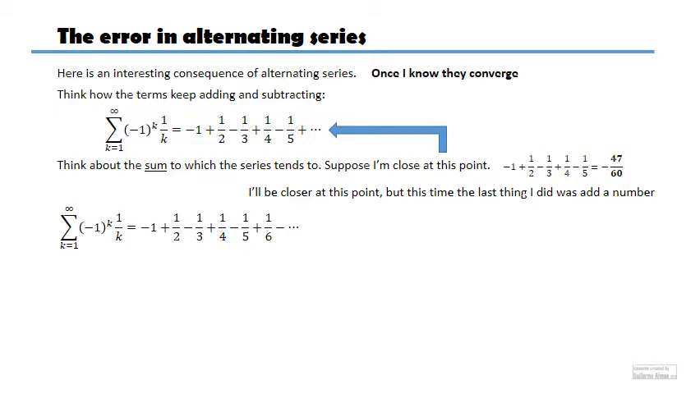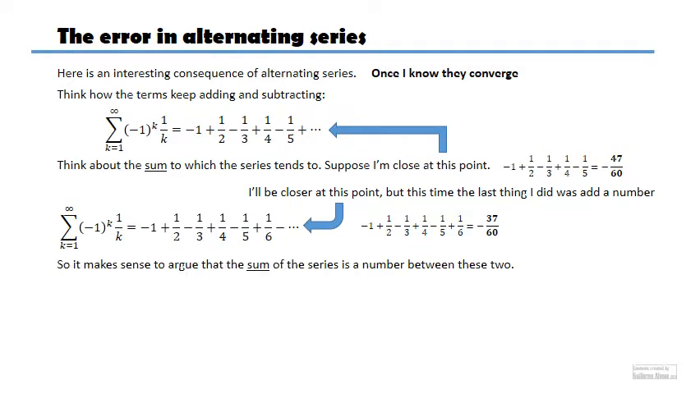Now, at this point here, I'm closer. But the last thing I'm going to do here is add a number, so I'm going to get minus 37 over 60. Before, I was at minus 47 divided by 60. Now I'm at minus 37 divided by 60. Next time I'm going to be, again, closer to this number perhaps when I subtract 1/7. But maybe like minus 45, and then minus 38, and then, you see what I mean? Each time I'm getting closer to the central limit, the real limit.